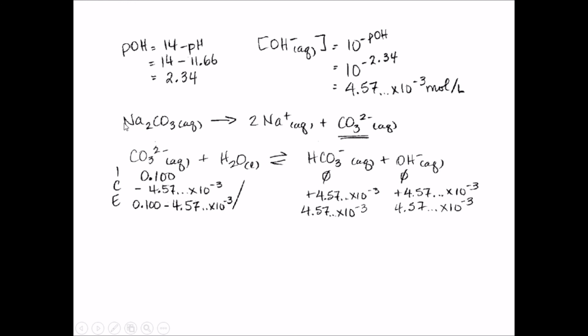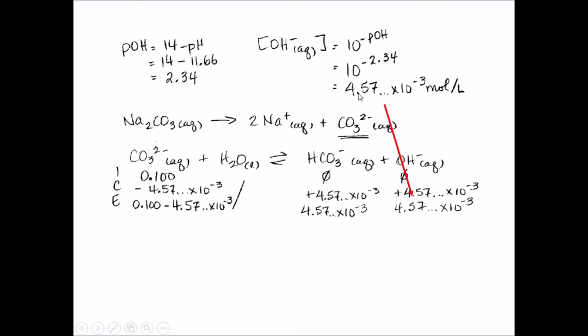So we are starting with sodium carbonate, which is an ionic compound, and it dissociates in water. So that leaves us with Na plus and CO3 2 minus. CO3 2 minus is a weak base which can be found in the data booklet. So when we have a weak base in water, it reacts with water, forming OH minus. We are given the initial concentration of the weak base in the question, which is equal to 0.100. And we have to assume that our products are initially 0.